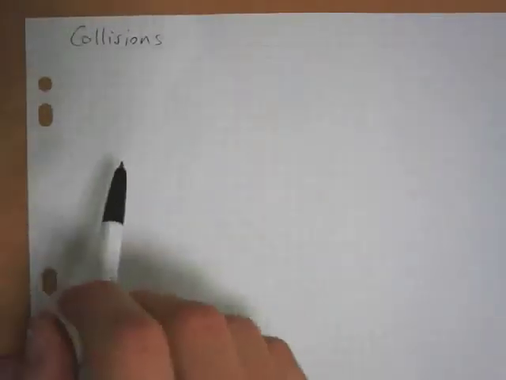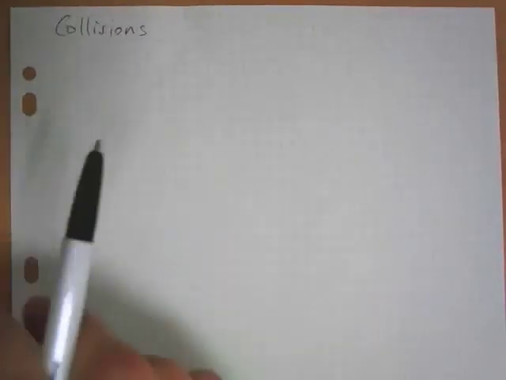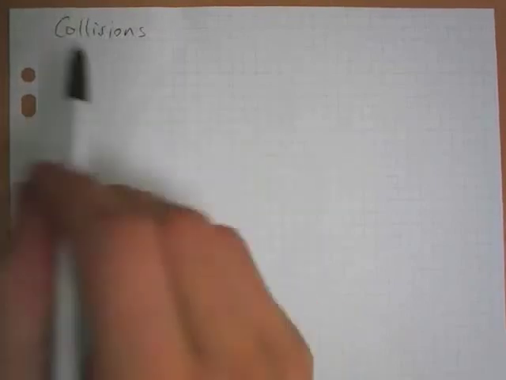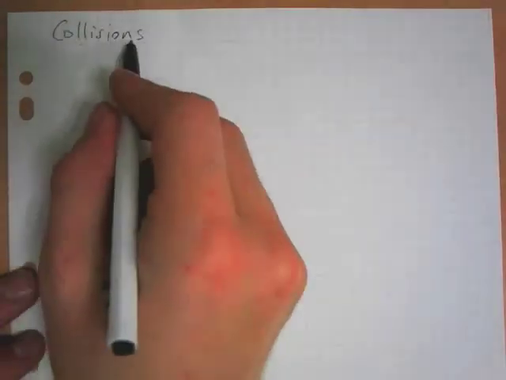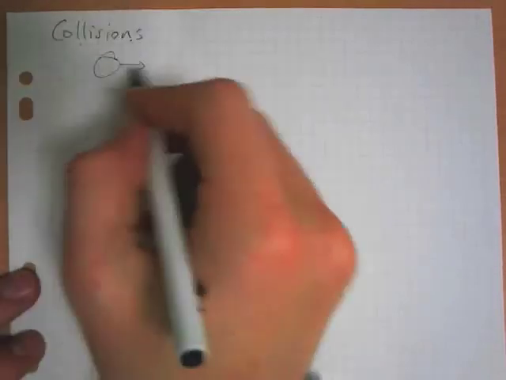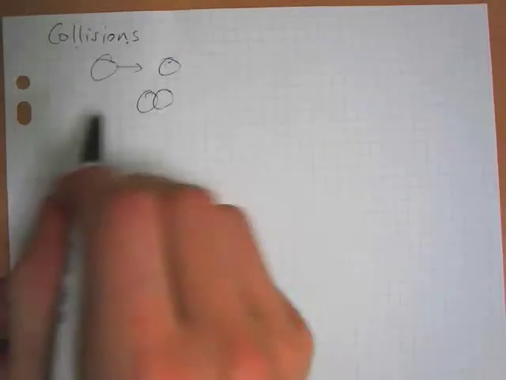A collision is just what it sounds like. It's when two objects run into each other, right? Take a simple case where you've got an object moving along and it runs into another object. They bump into each other and then move off.